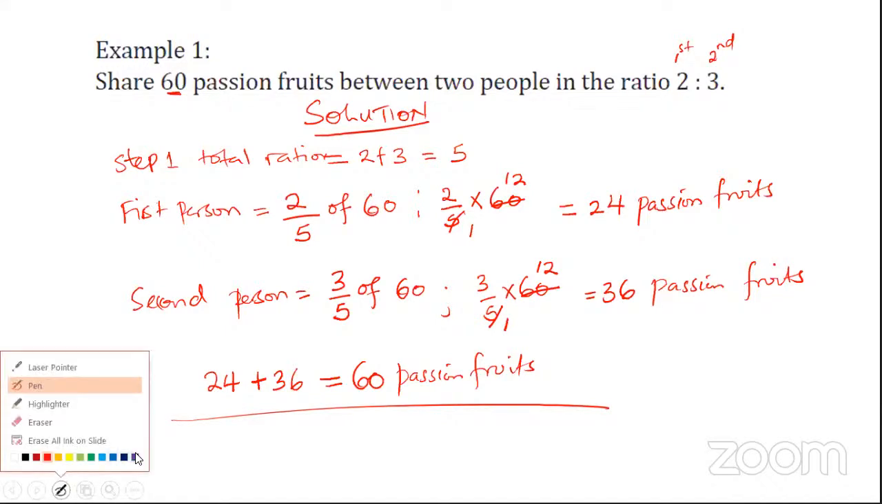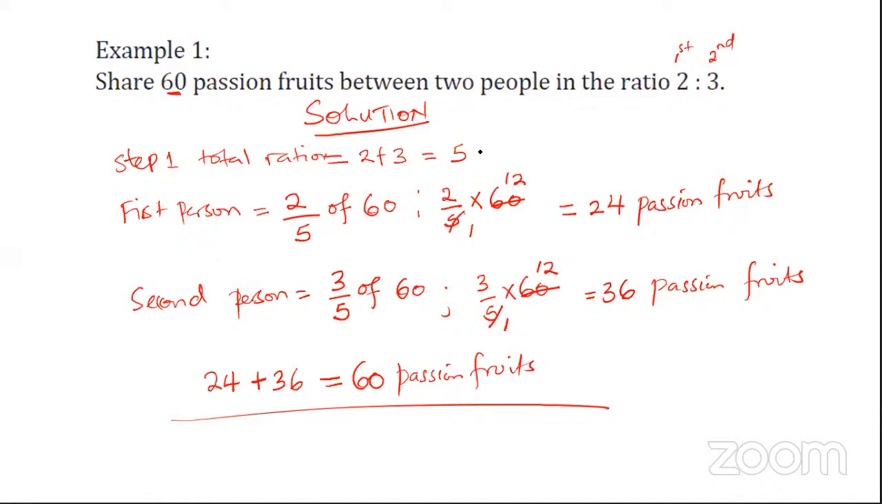The key thing is first making sure you've gotten your ratio. Once you get your ratio, the rest of the division is easy. It's now the first person out of, remember this is the total ratio. Take note that this is our total ratio. These are the total ratios. So have this in mind. Once you have this, it gets easy.